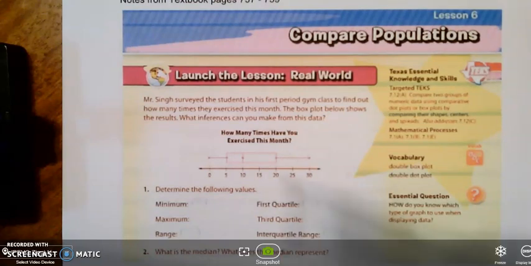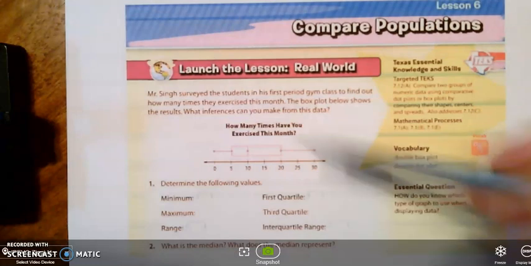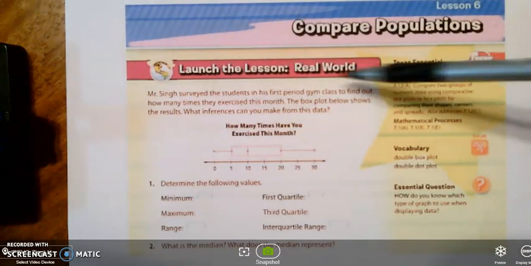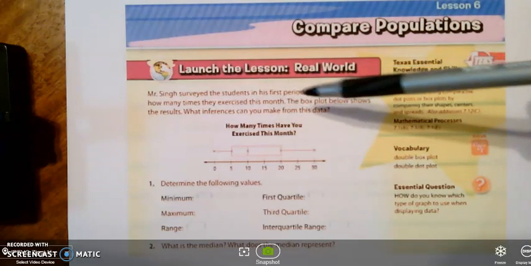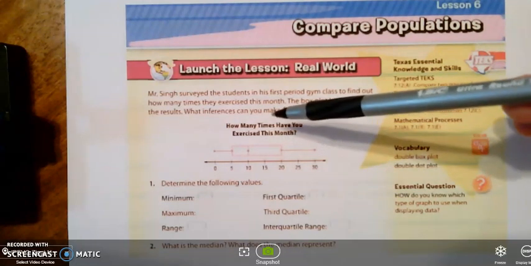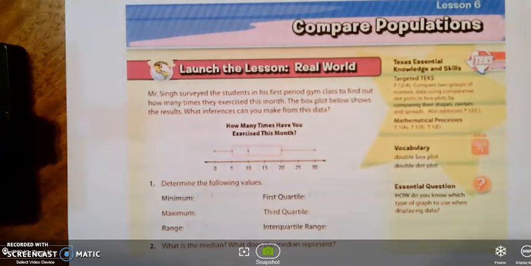So anyway, if you've already started the Edgenuity, you can tell that we're working with box plots and dot plots. So I'm going to do two separate videos about this. Okay? So this one is a box plot. And it says, Mr. Singh surveyed the students in his first period gym class to find out how many times they exercised this month. The box plot shows the results. What inferences can you make from this data? So what are the things that we can tell about this data?